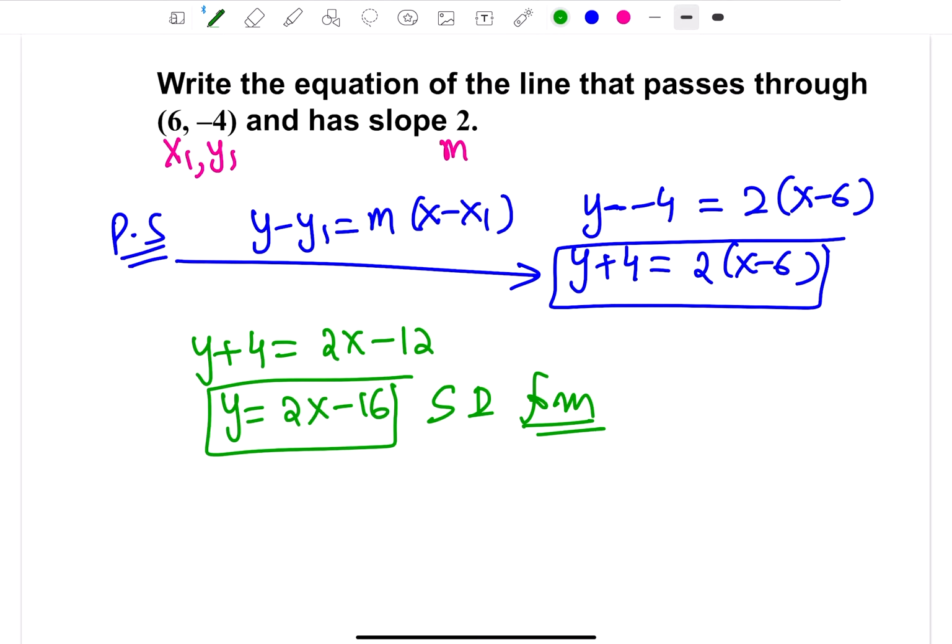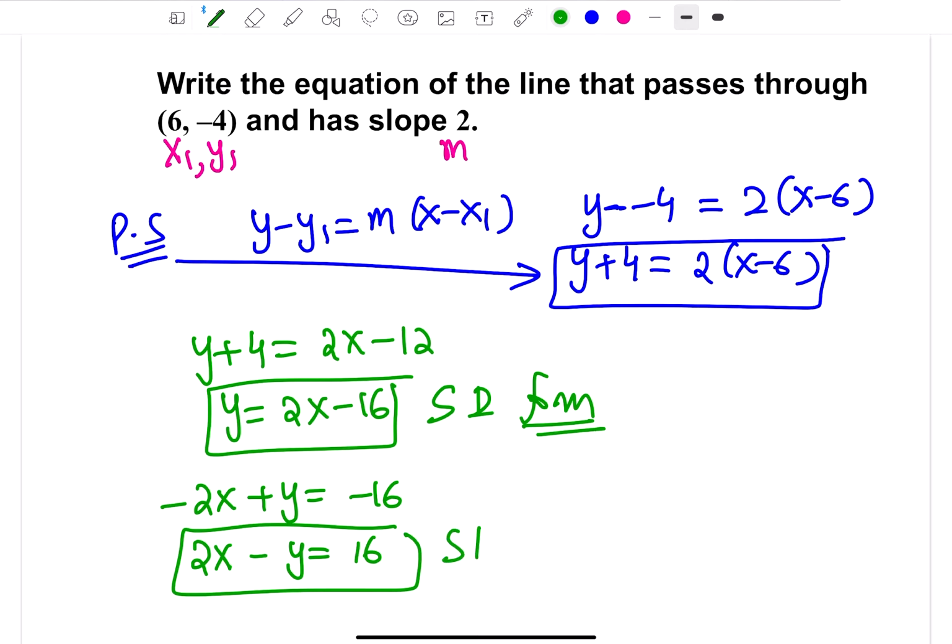Next, we're going to write the standard form for this equation of the line. To get the standard form, we will bring x and y together on the same side. So negative 2x plus y equals negative 16. Now dividing everything by negative 1 turns out to be the standard form of the equation of the line. So we can toggle between all these forms. Once we have one form of the line, we can toggle and get the other forms as well.